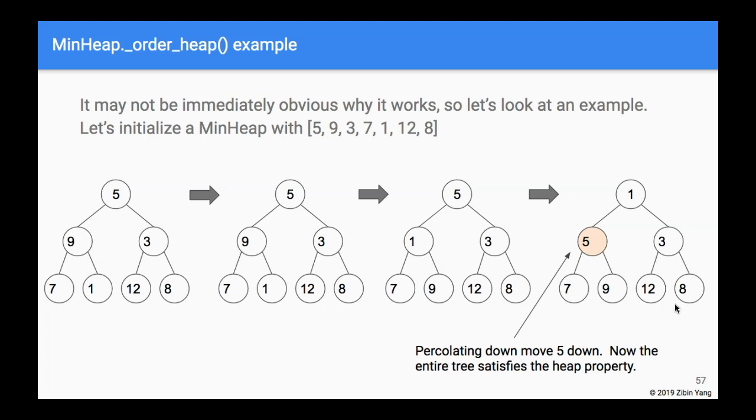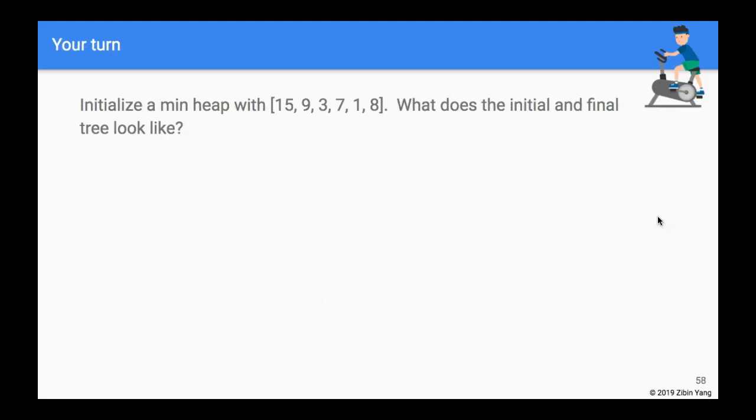So this is good. When you check this tree, we're done because we were percolating down the root. There's nothing else above the root. Now, if we check the entire tree, the whole tree satisfies the heap property. Great, we started with kind of a mess, and we ended up with a min heap. Hopefully you see how that works, and now it's your turn.